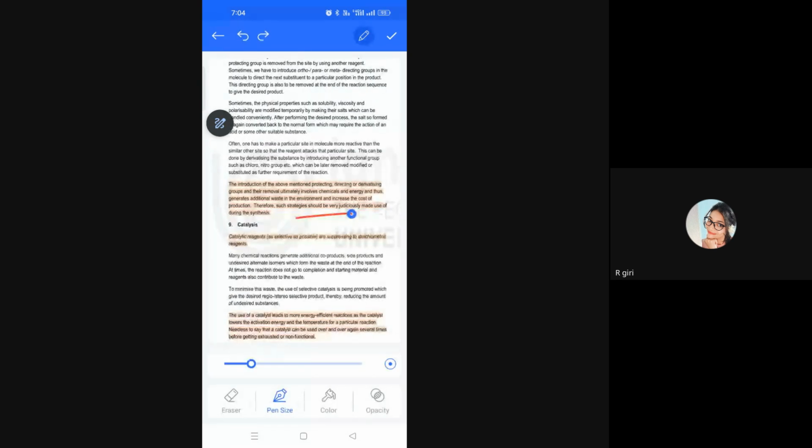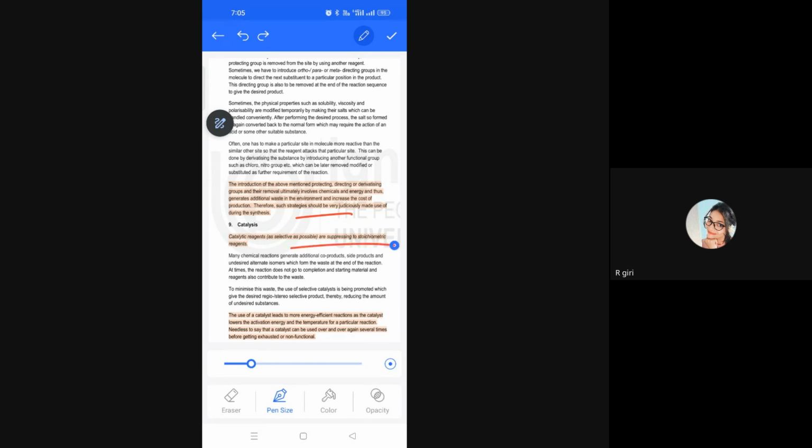Then another point is I have highlighted all the important points you should remember and you should highlight in the examination note. The introduction of the above mentioned protecting, directing, and derivatizing groups and their removal ultimately involves chemical and energy and thus generates additional waste in the environment and increases the cost of production. Therefore, such strategies should be very judiciously made use of during the synthesis.